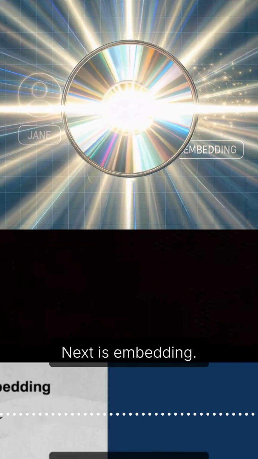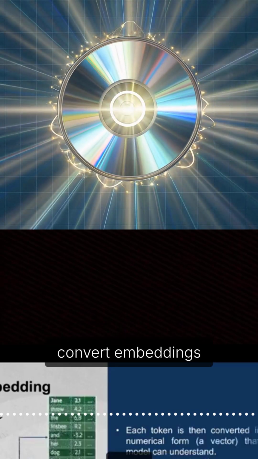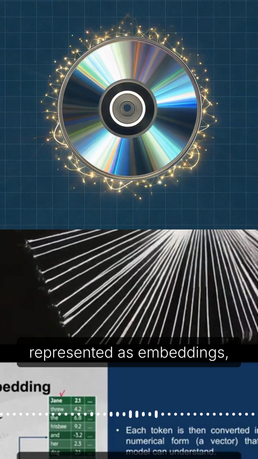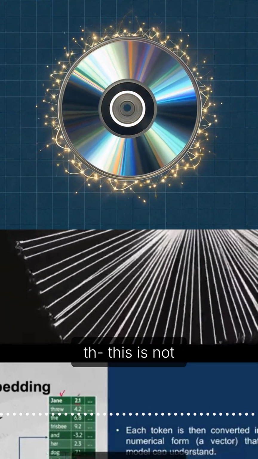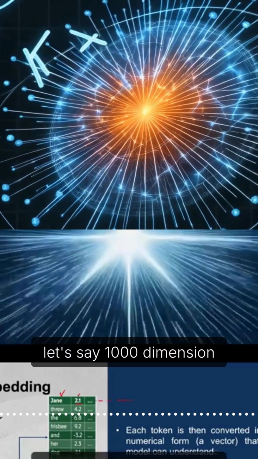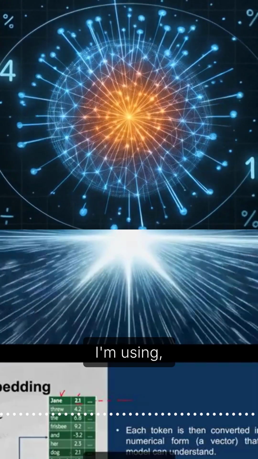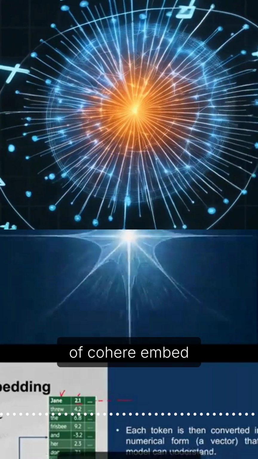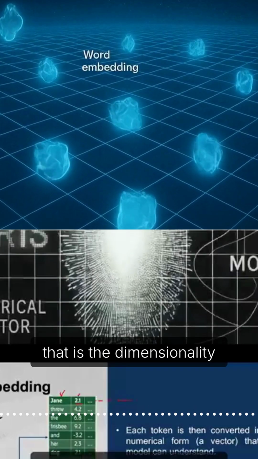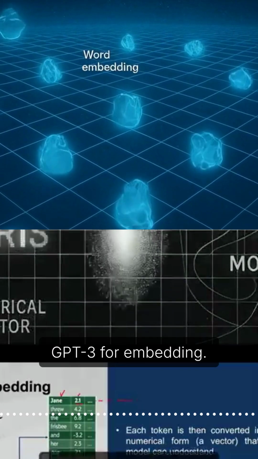Next is embedding. Once the text is converted to tokens, we convert these tokens to embeddings, like Jane is 2.1. In fact, this is not one floating point. The dot dot dot represents that they are high dimensional. There may be, let's say, 1000 dimensions, 1024 dimensions, or 1536 dimensions. By the way, the number 1024 I'm using is the specific dimensionality of the Cohere embed model, and 1536 is the dimensionality of the small embedding model for GPT-3.